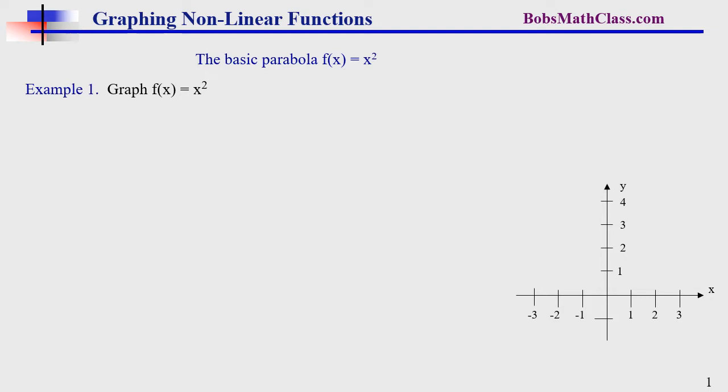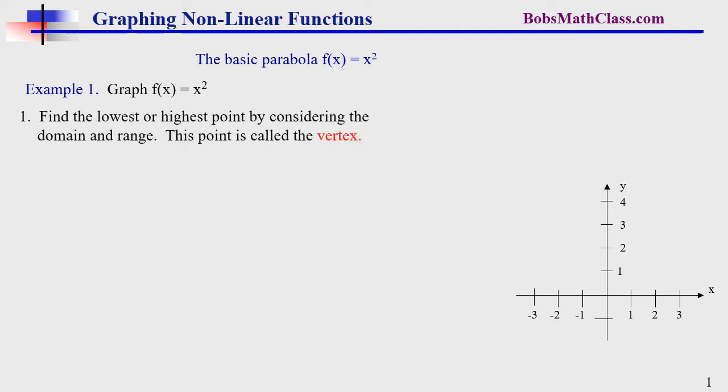All right, so hopefully you know a little bit about how to plot points. Okay, so what we want to do is find the highest or lowest point by considering the domain and range. This point is called the vertex. So looking at our graph, the function x squared, the domain means what numbers can we choose for x? Well, we could choose anything we want for x. There's no restrictions on the domain.